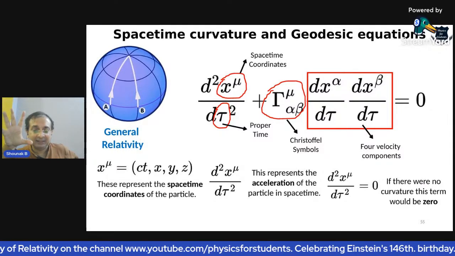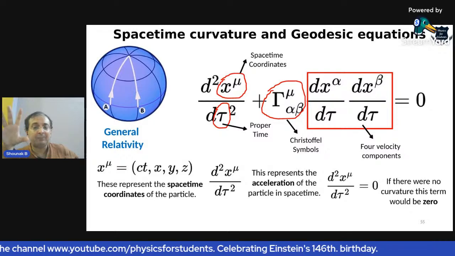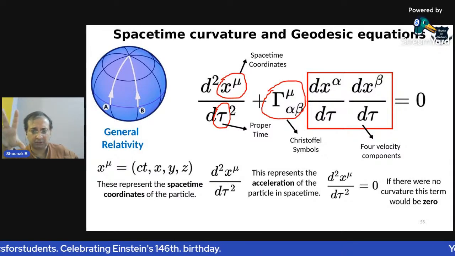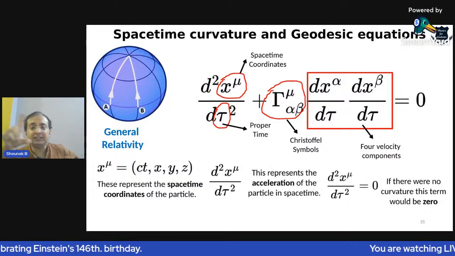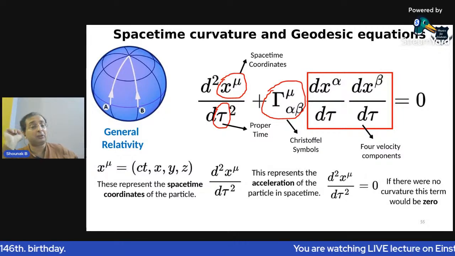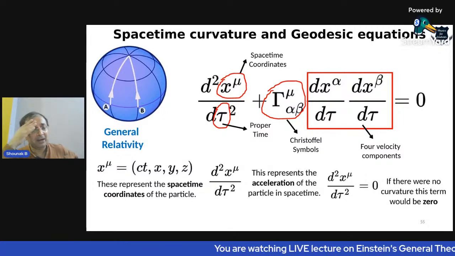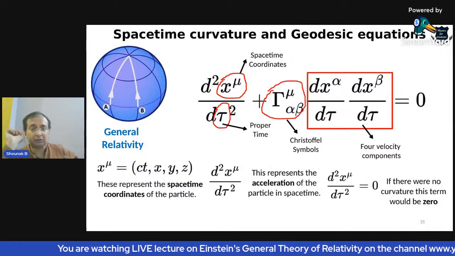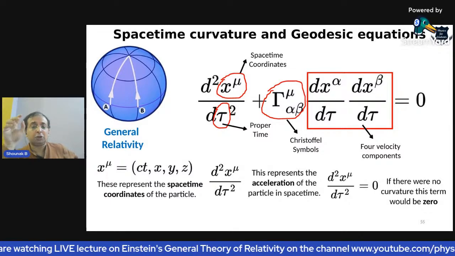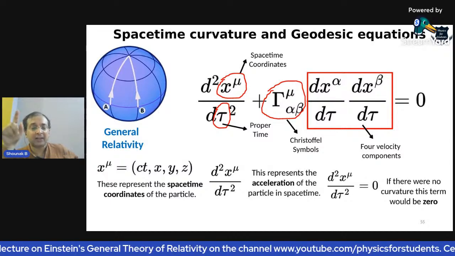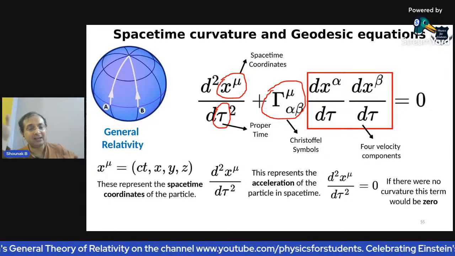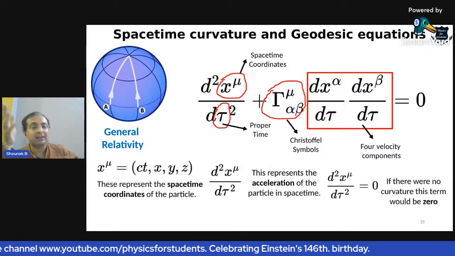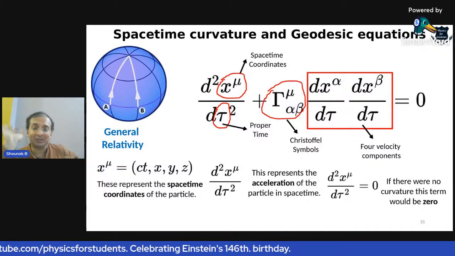The gamma mu alpha beta are Christoffel symbols. These are correction factors; I will tell you what they are. Now, this entire one is the 4-velocity component. You remember I talked about 4-velocity and 4-momentum. So x mu means time, ct, and x, y, z, the 4 components. Now d square x mu by d tau square, as I told you, is the Newtonian acceleration.